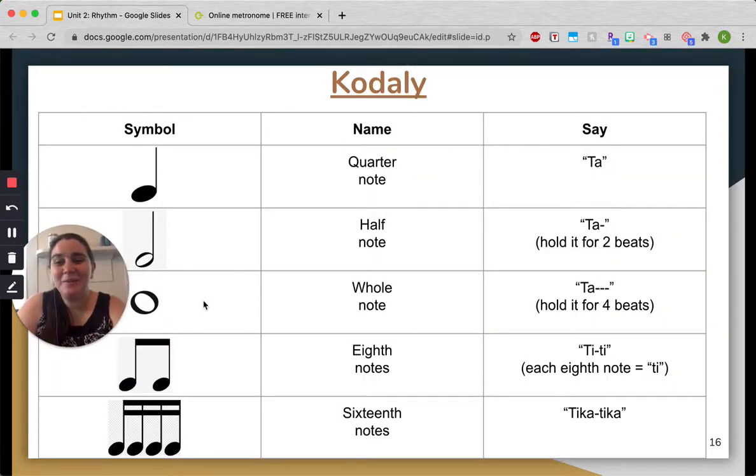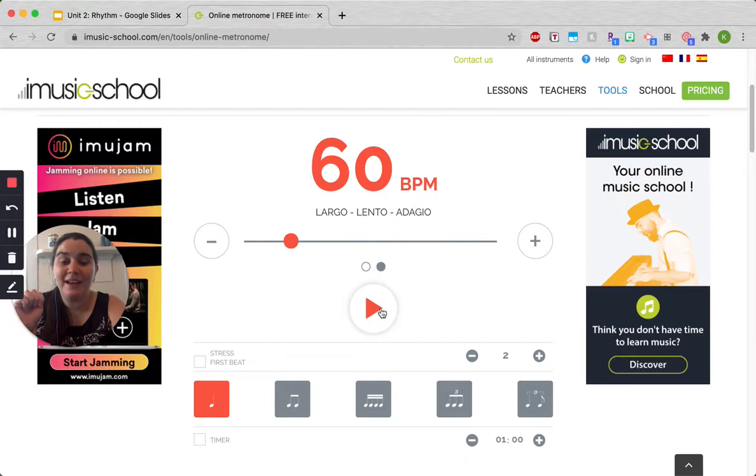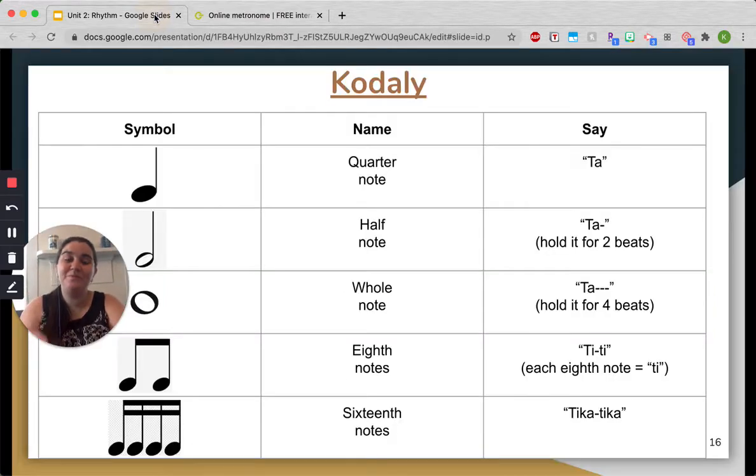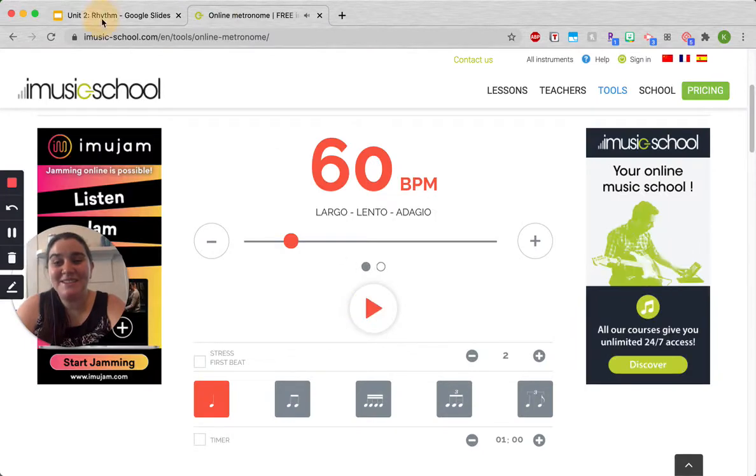The next symbol we're going to have is our whole note, and our whole note gets 4 beats of sound. Just like our quarter note and half note, we're going to say ta, but with our whole note, we're going to hold ta out for 4 beats. So this is what our whole note would sound like for 4 beats. Ta. Try it with me. Ta. Good. Make sure you hold that out for 4 beats too.